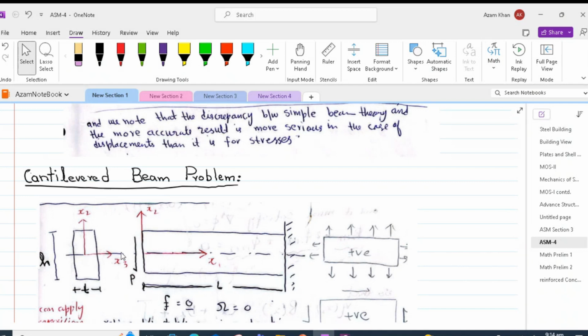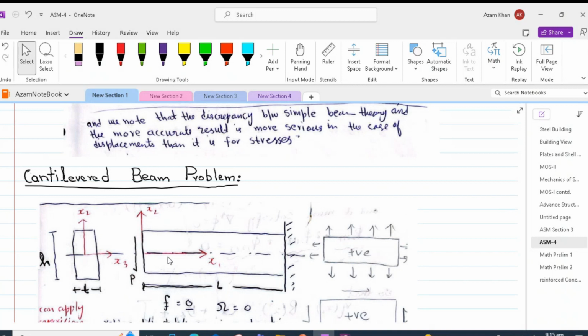Let us now quickly discuss another problem, which is of a cantilever beam subjected to a concentrated load at the free end. So we have the right hand side support, which is fixed. The left end is subjected to load P. The cantilever is of width T and height H. So the first step to solve this problem would be to assign a convenient coordinate system.